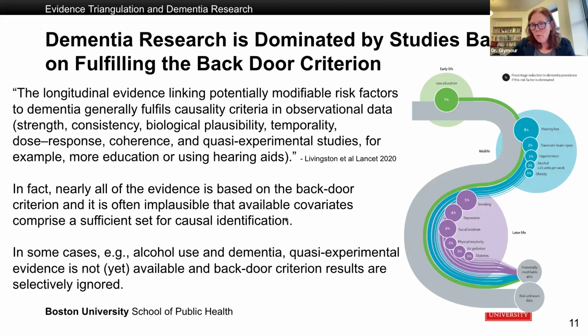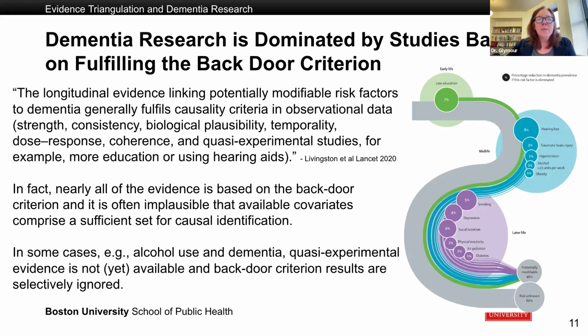But when you actually drill down into this report, almost all of the evidence is based on observational covariate control examples. So Livingston sort of argues, oh, we've got strength, consistency, biological plausibility, temporality, dose response, coherence, and quasi-experimental studies. But in fact, the number of quasi-experimental studies or the number of studies that use any variation on the core approach are quite limited.